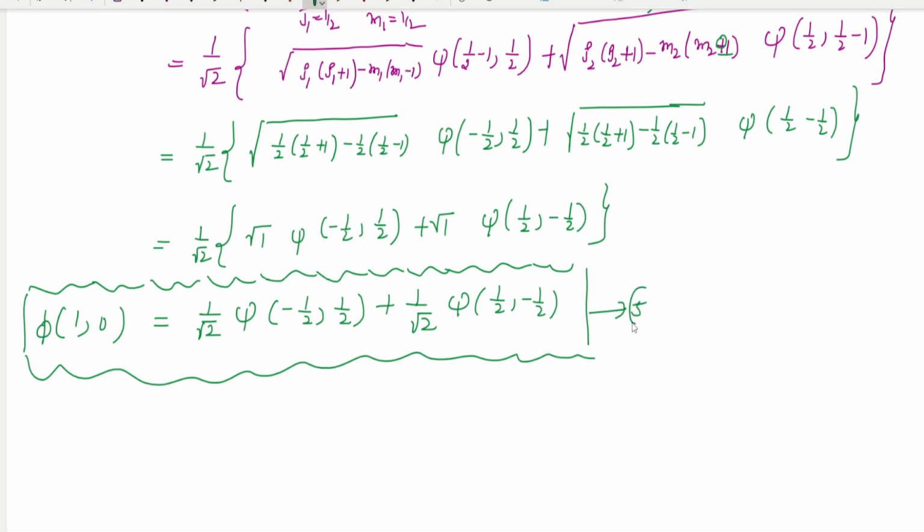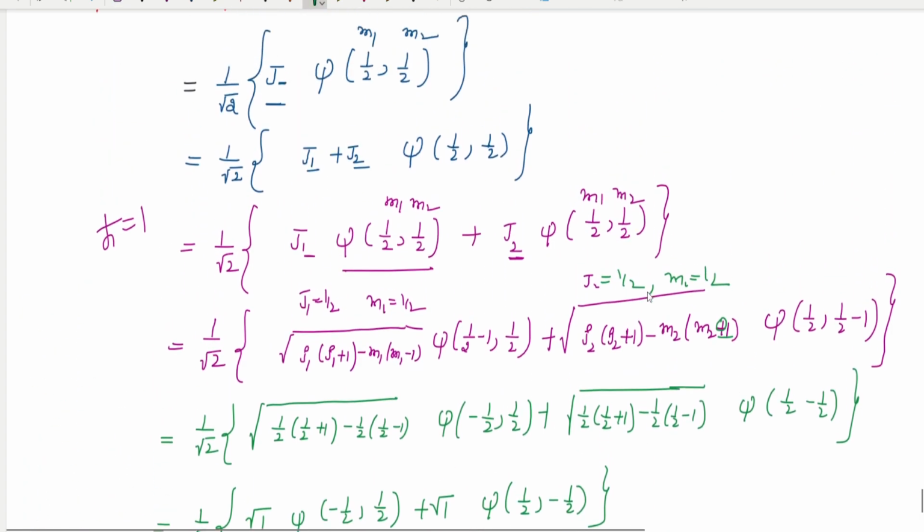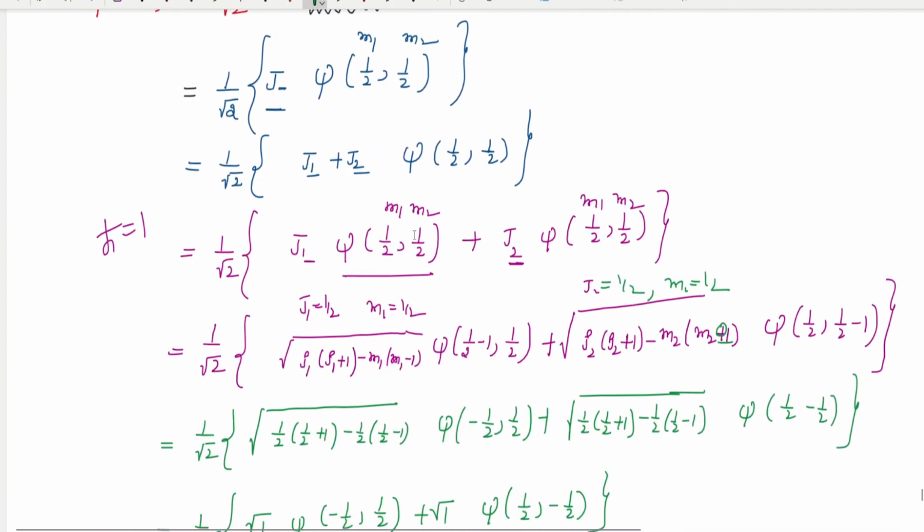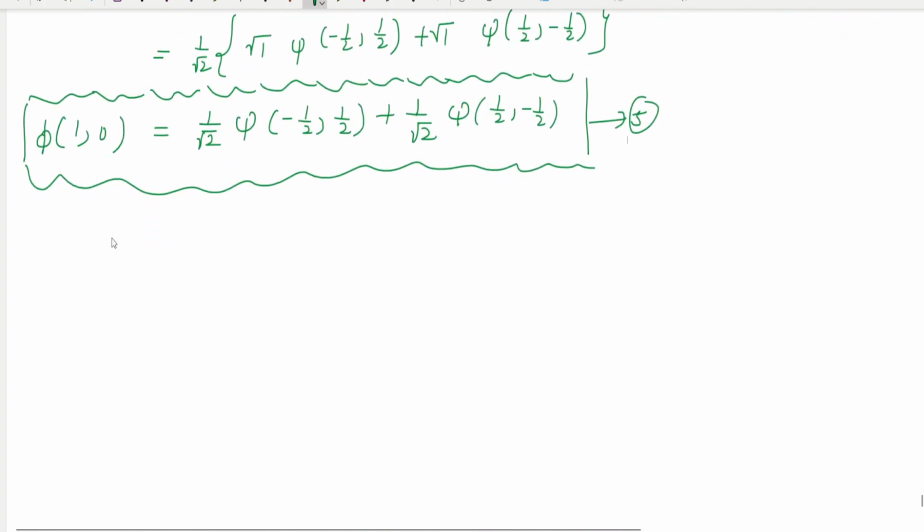Equation number 5. So if you try to compare equation number 5 and equation number 3, we get a1 and a2: a1 is equal to 1 divided by root 2, a2 is equal to 1 divided by root 2. Okay.